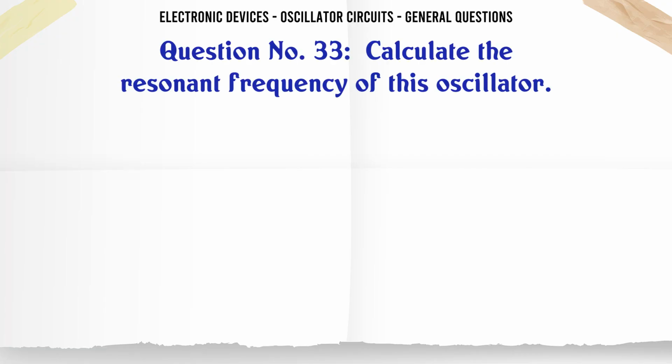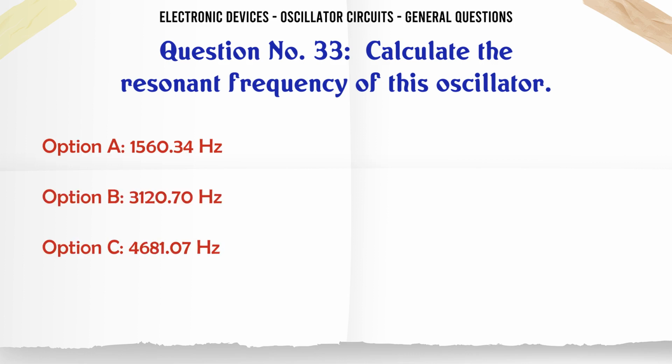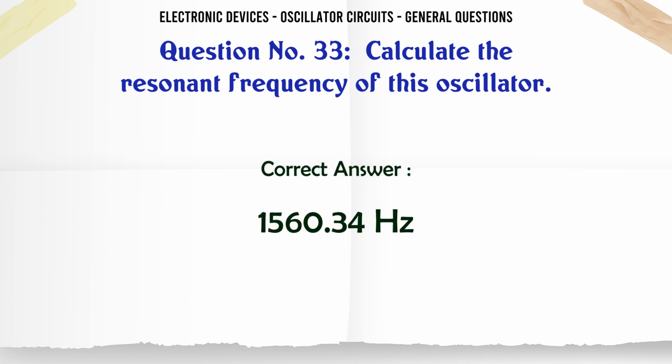Calculate the resonant frequency of this oscillator. A. 1560.34 Hz. B. 3120.7 Hz. C. 4681.07 Hz. D. 6241.37 Hz. The correct answer is 1560.34 Hz.